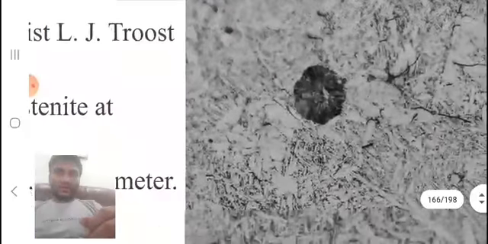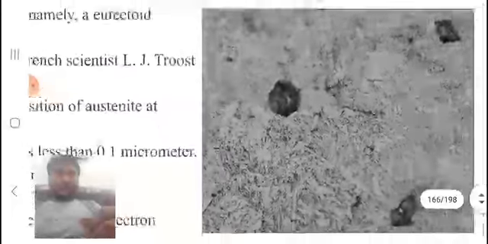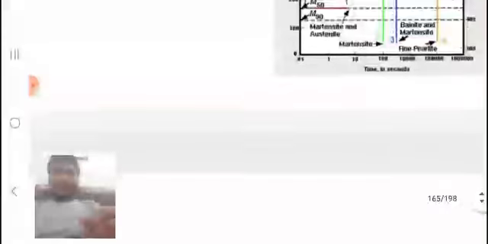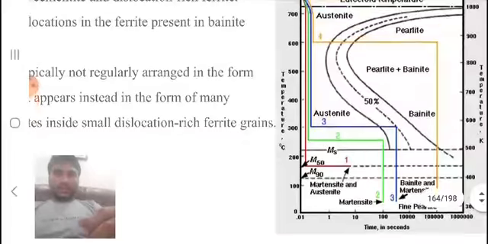You can clearly see the structure. The dark regions are clearly observed here. So let us go back to this diagram.